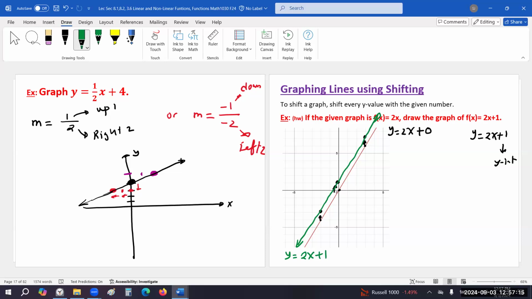And this is called transformation. We use transformation to graph. And this is only for my method. Okay. For in-class exam, you will not be given the original line. You have to draw everything. Any questions so far? No.